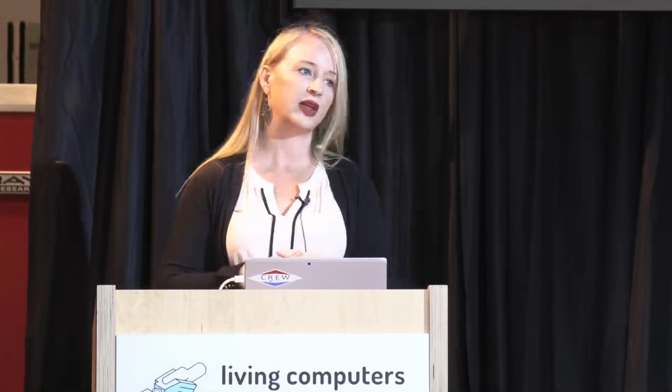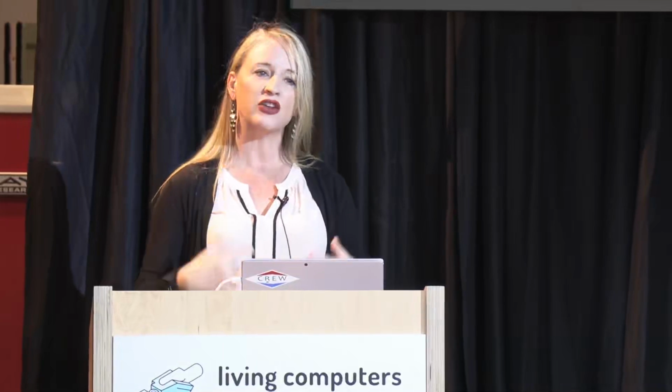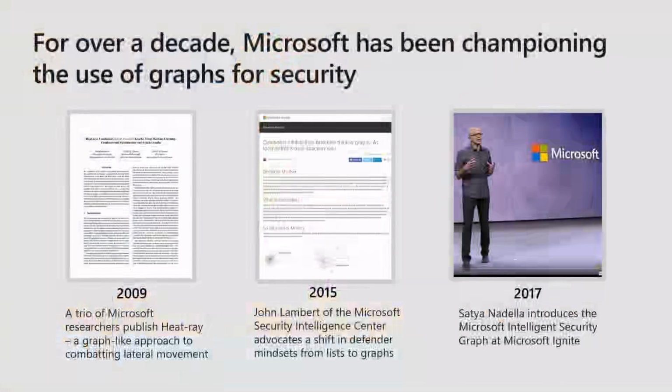And then if we fast forward a bit to 2015, John Lambert published a pretty interesting blog post that really highlighted this important distinction between the way that defenders are thinking and the way that attackers are thinking. And that really highlighted the fact that defenders are working on lists. They have lists of assets, lists of machines and lists of users, but attackers are really thinking more about what are the connections between those things.